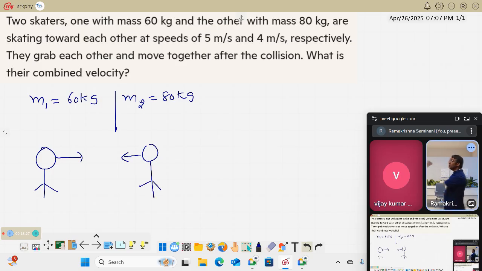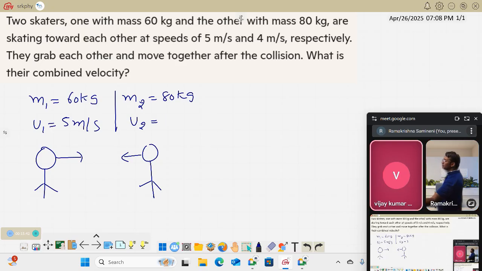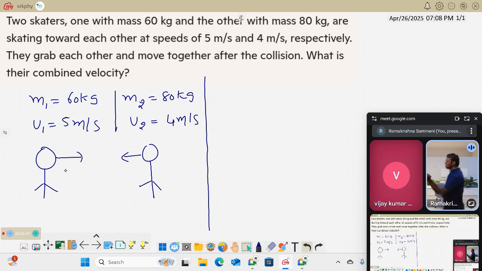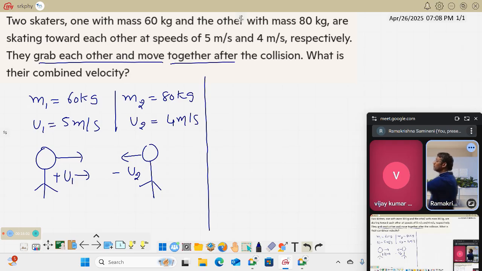So what is the speed? First one, u1, is 5 meters per second. U2 is 4 meters per second, minus 4 meters per second, right? So here you need to take minus 4. This is u1, positive direction means plus. Second one is u2, minus. Moving in the opposite direction means that is negative. You have to take that. Then both grab each other and move together after collision.